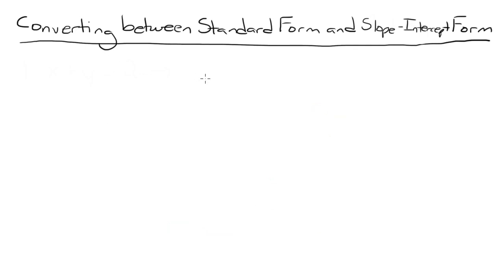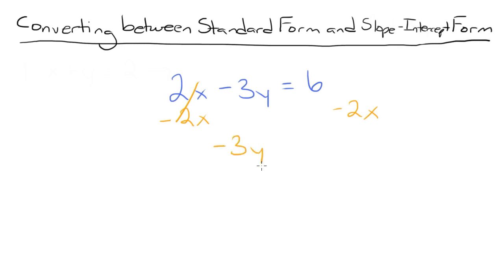Let's convert 2x minus 3y equals 6 to slope-intercept form. The first thing we need to do is solve our equation for y. We can start by subtracting 2x from both sides of our equation. So our 2x's cancel out over here, and we're left with negative 3y equals 6 minus 2x. Now we divide both sides by negative 3.